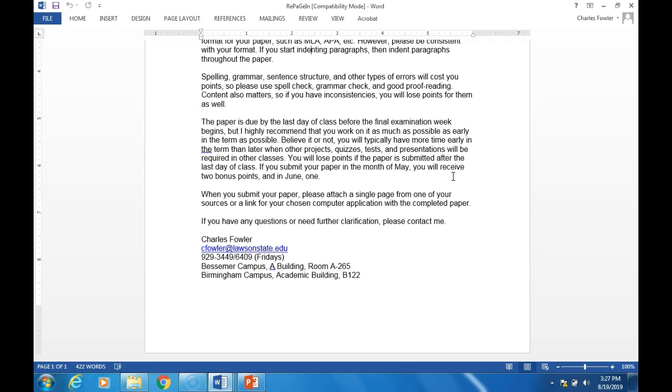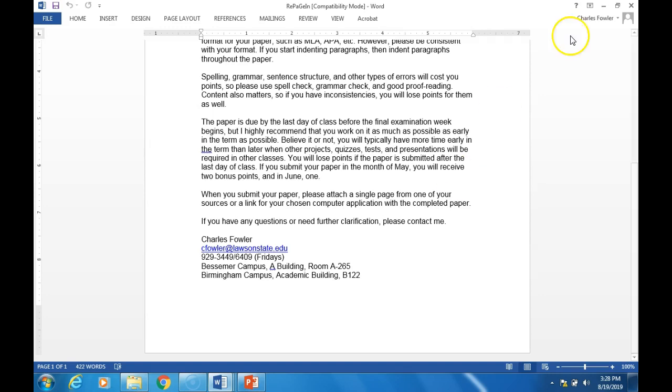Or if you're writing on a computer application, YouTube video, something like that, that you can't print a page from, then just a link for that computer application will do. Okay, so if you've got a source from the library, go over to the copy machine, copy me a single page from that source. If it's a source off the internet, then print me a single page from one of your sources, not all your sources, just one. All right, if you have any questions or need further clarification, please contact me sooner rather than later.